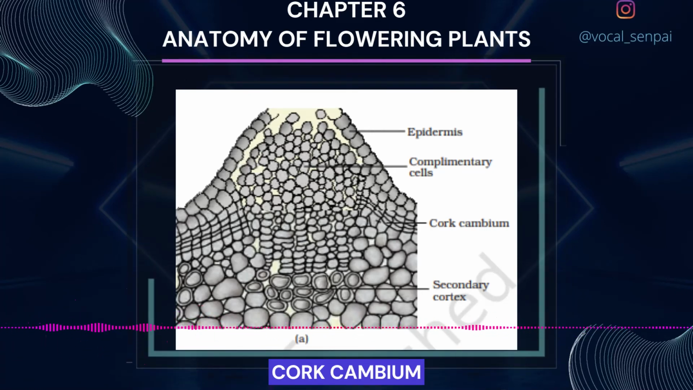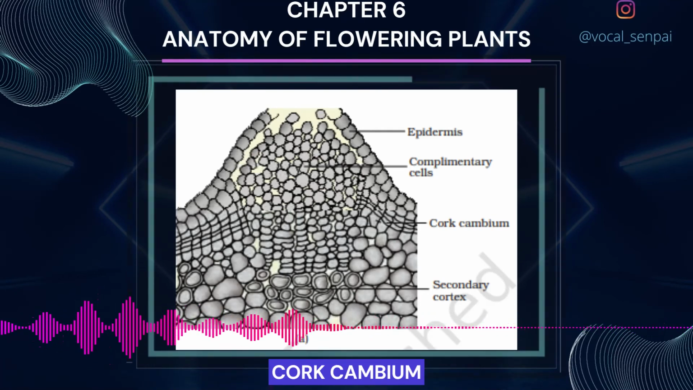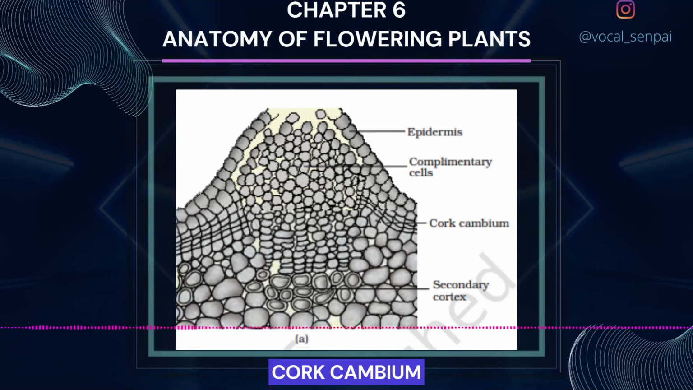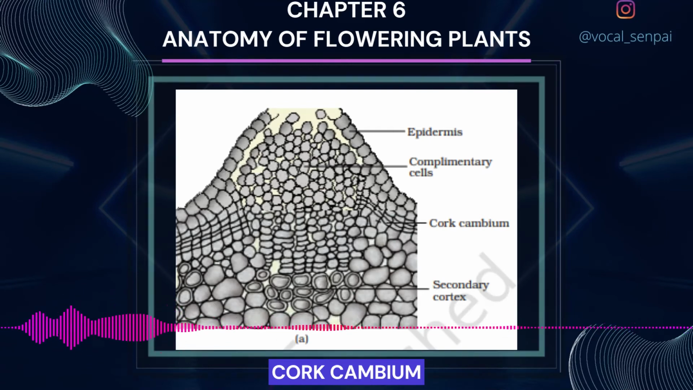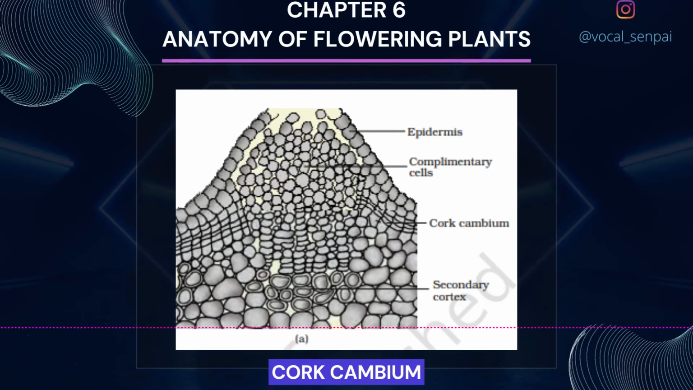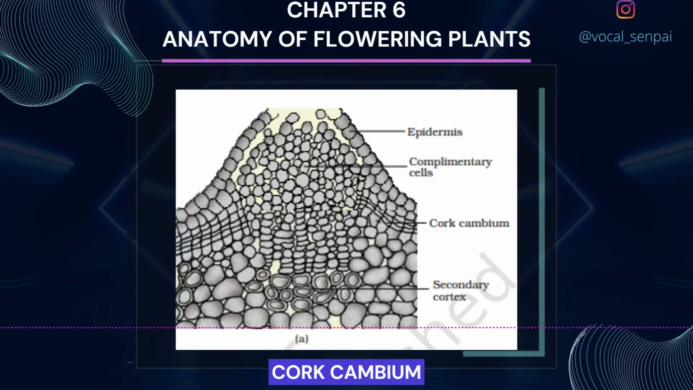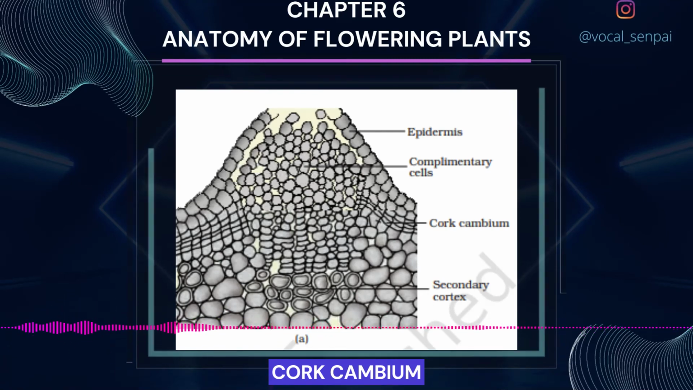Phellogen cuts off cells on both sides. The outer cells differentiate into cork or phellem, while the inner cells differentiate into secondary cortex or phelloderm. The cork is impervious to water due to suberin deposition in the cell wall. The cells of secondary cortex are parenchymatous. Phellogen, phellem, and phelloderm are collectively known as periderm.